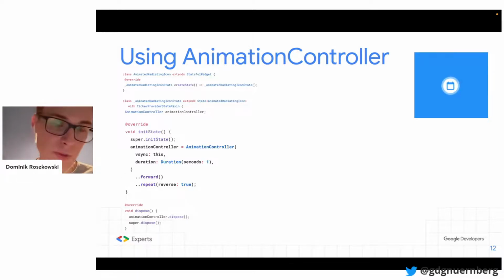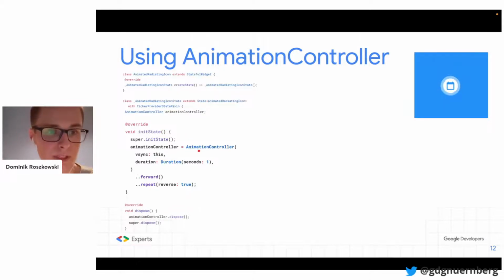So in our state, we just need to maintain the instance of our animation controller. And in the special method called init state, we have to instantiate this. So what we do is that we first need to call the super, and then we have the animation controller constructor. We pass the vsync. And if you work with any animation toolkit, you will probably recall the vsync. Vsync is a thing to tell us when the new frame gets rendered. And in this case, we just pass this because our class is actually providing the ticker provider state mixin. Then we just define some duration.